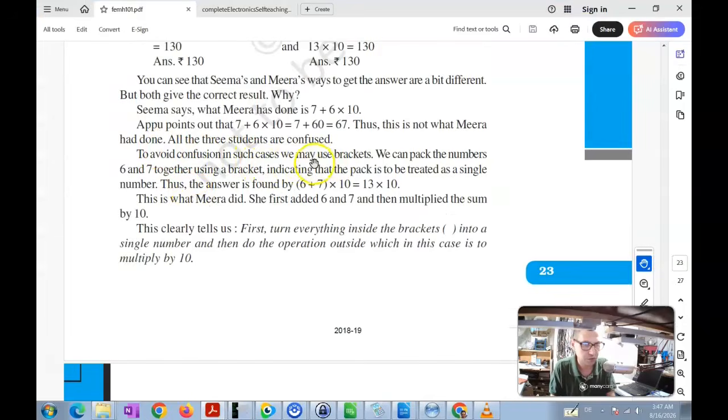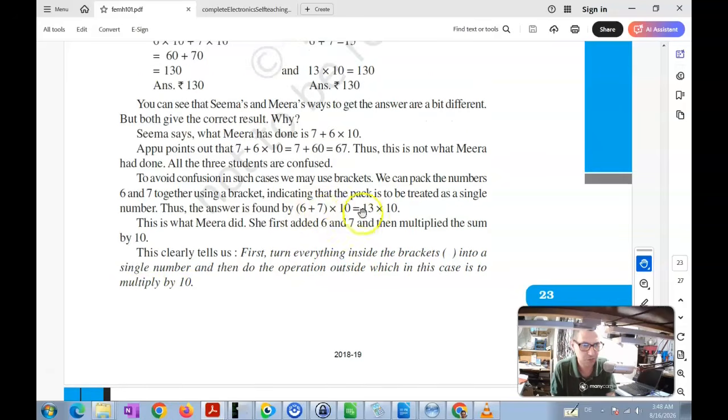To avoid confusion in such cases, we may use brackets. We can pack the numbers 6 and 7 together using a bracket, indicating that the pack is to be treated as a single number. Thus the answer is found by this. And so as a rule, we can say that first turn everything inside the brackets into a simple number, and then do the operation outside, which in this case is to multiply by 10.